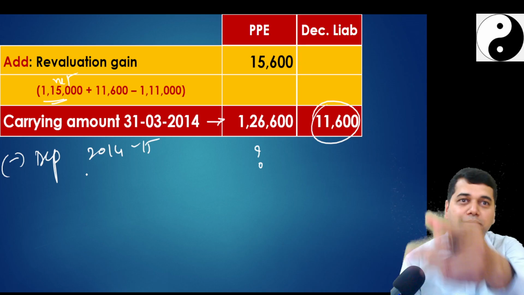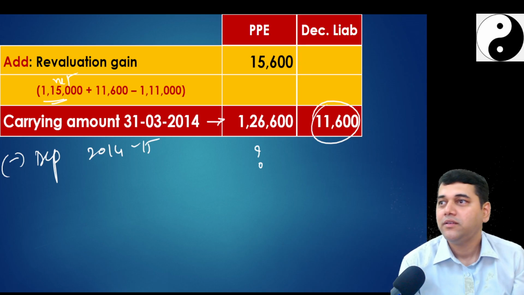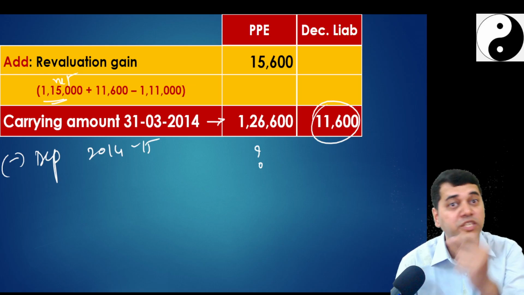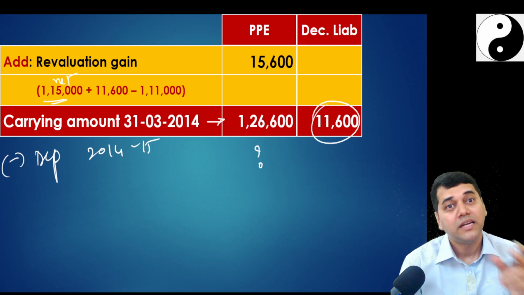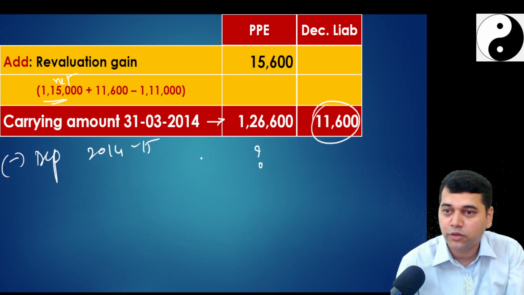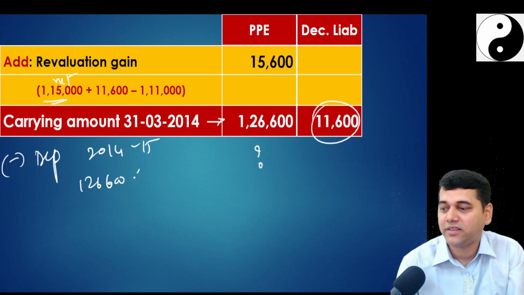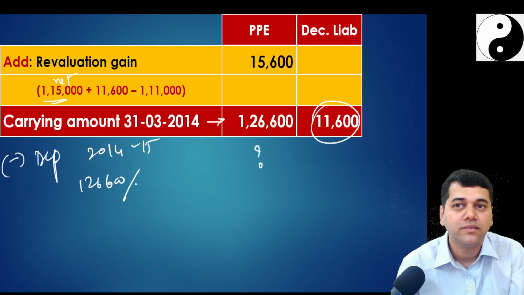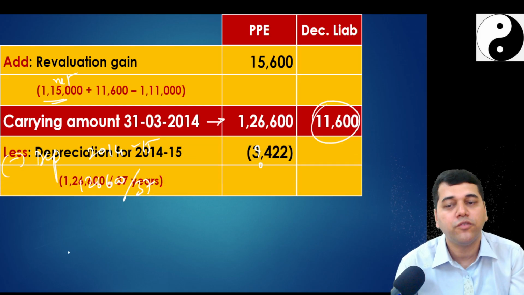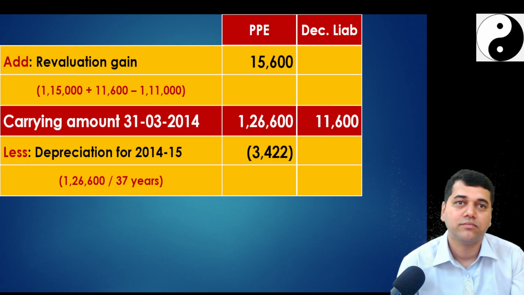See, have we not done previously, change in the estimates and all? Simple. There is nothing. It's just a revaluation. So you adopt which method of accounting? Depreciation elimination. That means you eliminate all the accumulated balances. You got a book value 1,26,600 divided by how many years? 37 years. So you get 3,422 as the book value.